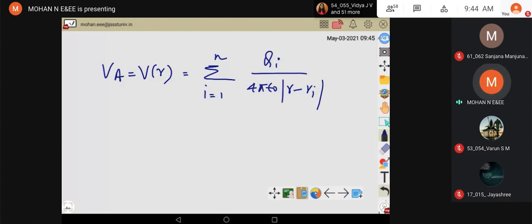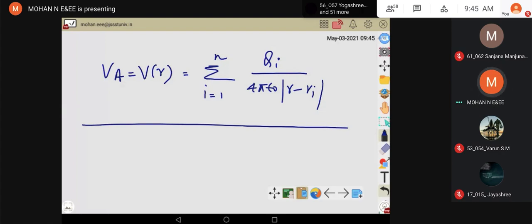I is the number of charges present, and the reference point of zero potential is always assumed to be what? Infinity. It is a reference point. The reference point of zero potential is nothing but infinity. Okay, so this is what we have discussed so far.